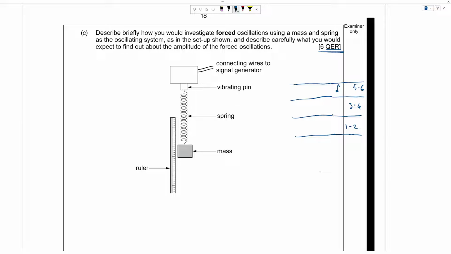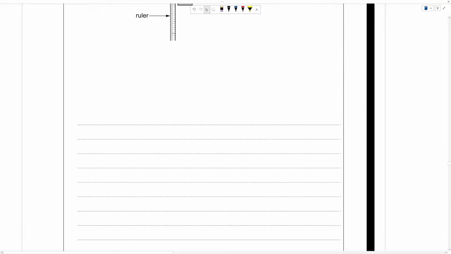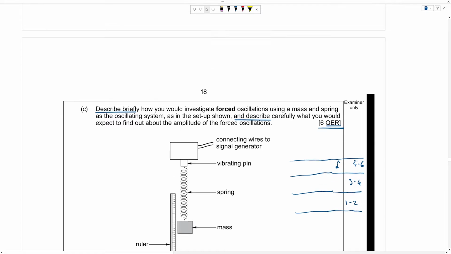So an approach to these questions: read the question carefully. Describe briefly how you would investigate these oscillations, and then describe what you would expect to find. The way I would approach this, I've been asked to describe 2 things, so I would have those as headings. If not physical headings in my actual answer, mentally I would be treating this as a 2-part question. First, I want to describe how I'm going to investigate this, and then I'm going to describe what I expect to find.